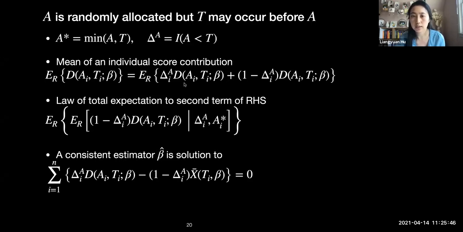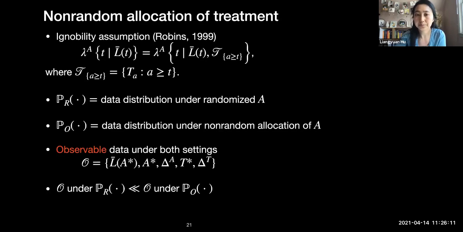The first part is when A is observed. The second part is when A is not observed. Then for the second part, we can apply the law of total expectation by first conditioning on observed information and then taking an expectation. So this would lead to a modification of the estimating equation. And by solving it, we can again obtain a consistent estimator.